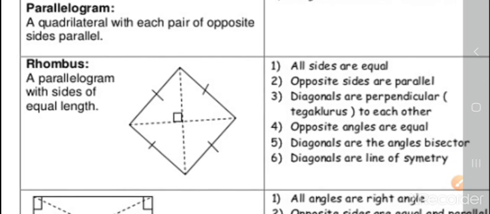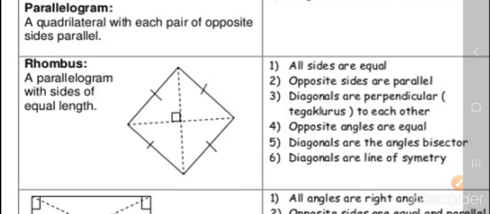Okay. Rhombus. A parallelogram with sides of equal length. All sides are equal and it is a parallelogram. Opposite sides are parallel, which means it is a parallelogram, and the sides are also equal. Okay, if the sides are also equal, then it is a rhombus.